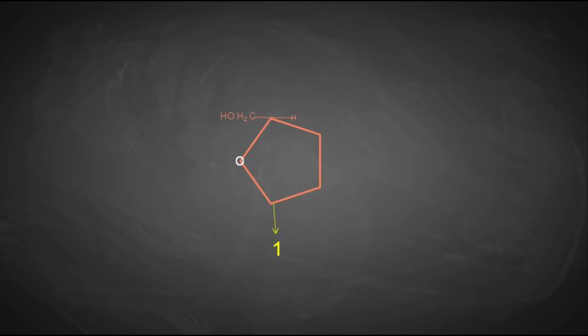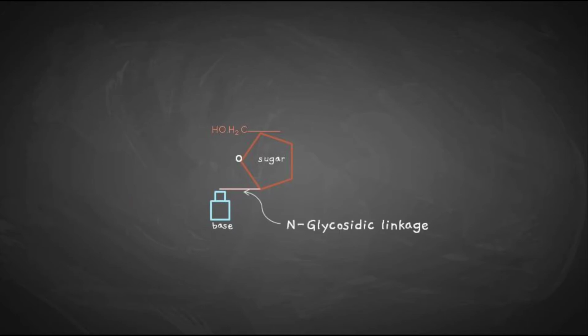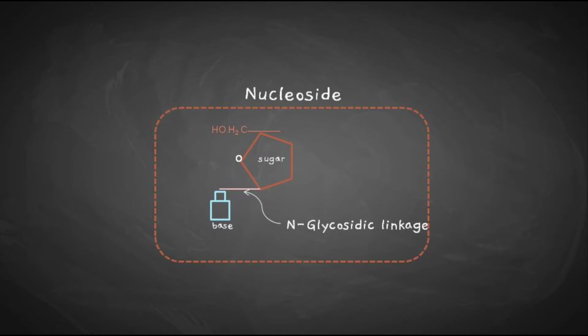Now let us number the carbon atoms of this sugar. Here is the first carbon, second, third, fourth, and this one is the fifth carbon of the pentose sugar. A nitrogenous base is linked to the first carbon of the pentose sugar through an N-glycosidic linkage, and this whole unit is called a nucleoside.